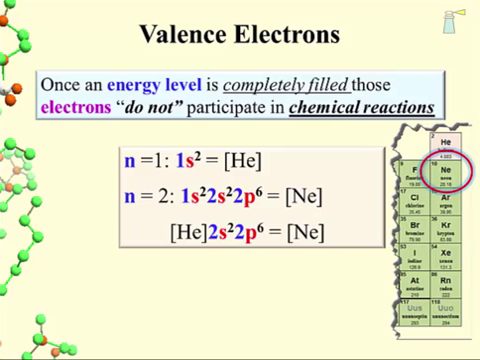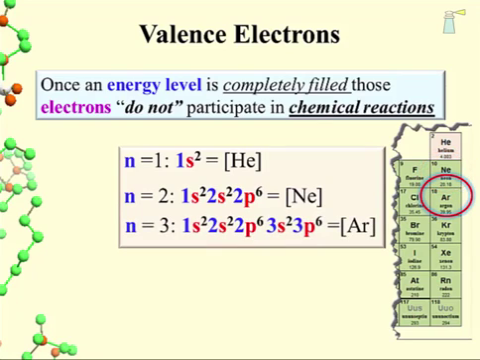If we replace 1s² with [He], we can more clearly see that the outer occupied orbitals are 2s and 2p. The same argument can be made with argon. The 3s and 3p orbitals are the outer occupied orbitals. They come after the filled n equals 2 energy level of neon.